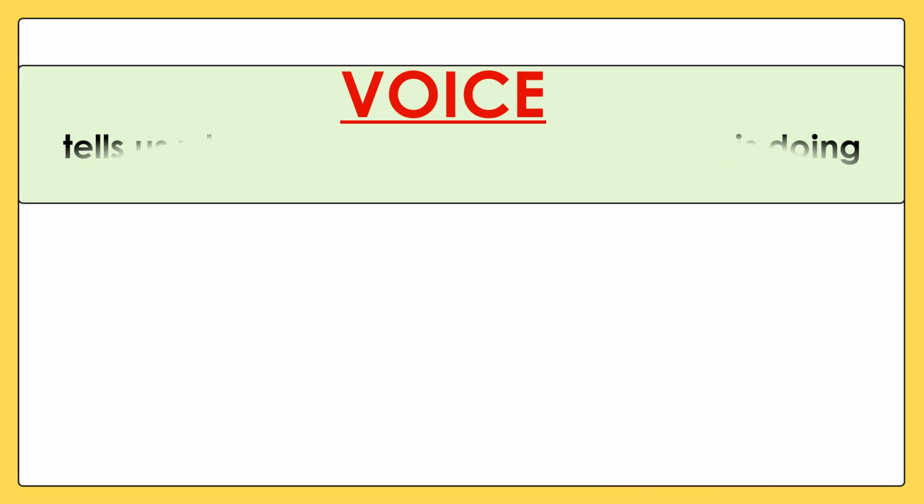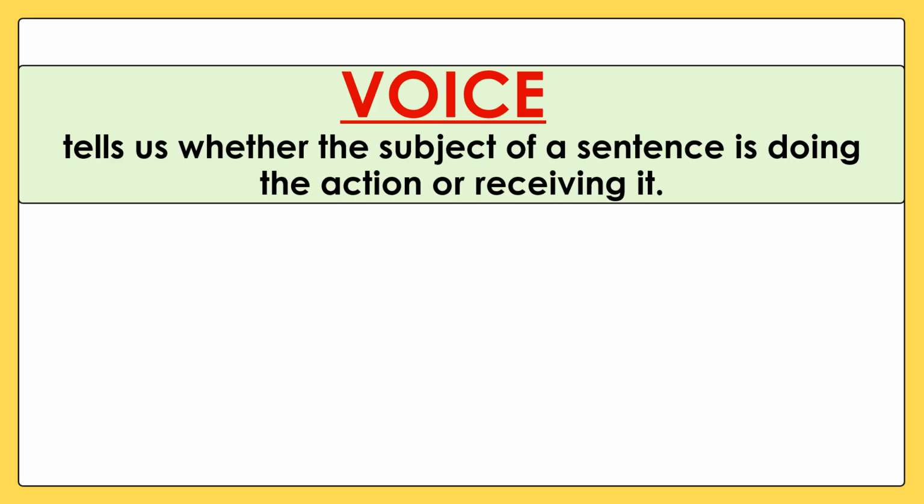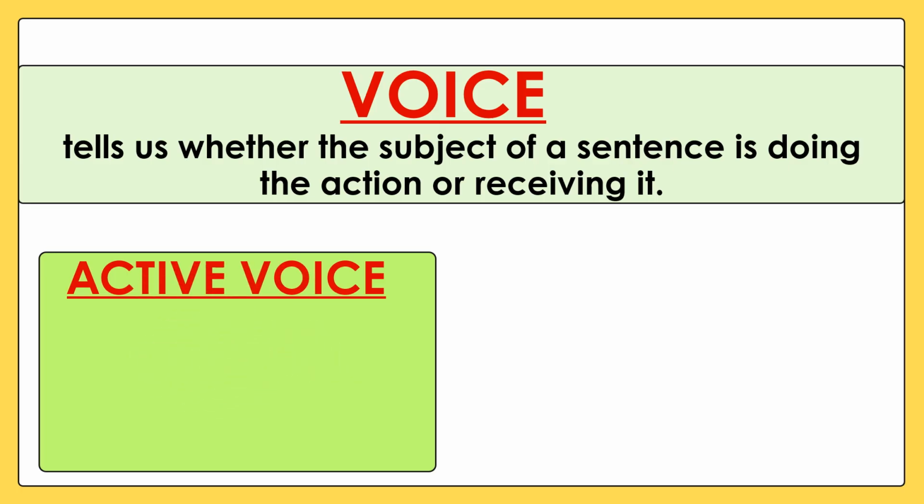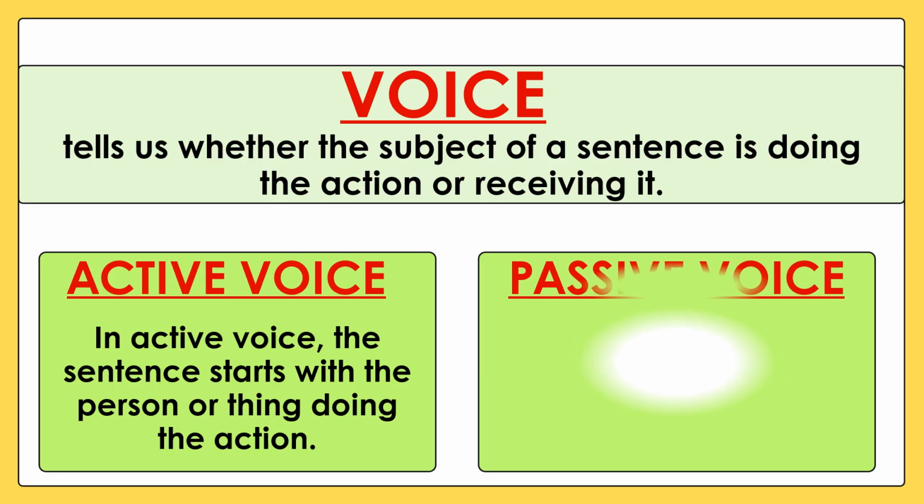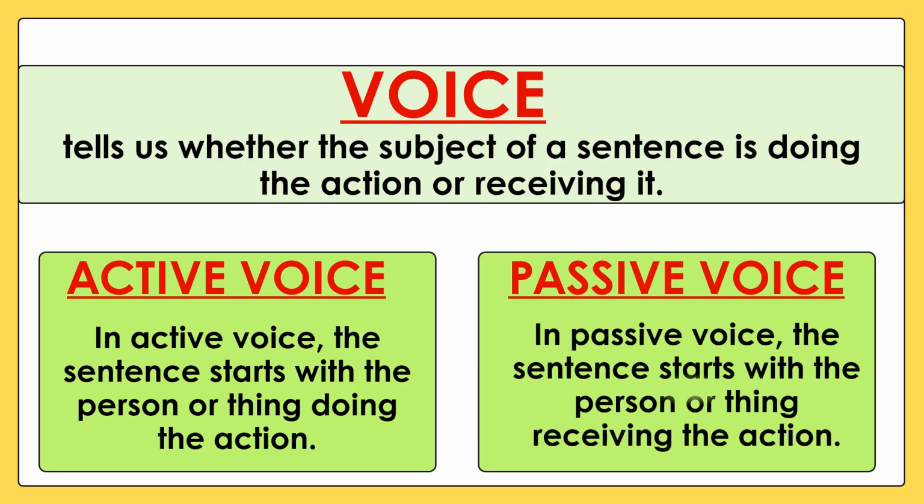This time, let's discuss what a voice is. Voice tells us whether the subject of a sentence is doing the action or receiving it. So there are two kinds of voice. First, we have active voice, which means the sentence starts with the person or thing doing the action. Next, we have passive voice. Passive voice means the sentence starts with the person or thing receiving the action.